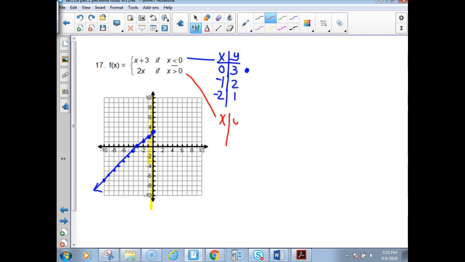Second piece. Do a t-chart. Plug in 0. 0, 2 times 0, 0. This is where you're going to have an open hole. And if you ever feel like you can't tell if it's open or not, you can just write open on it, on your graph or something. It's hard to see. Okay, so 0, 0, we got an open hole. And then we got to put in numbers larger than 0, so that would be 1, 2 would be on the graph, and then you could start using your slope if you want.